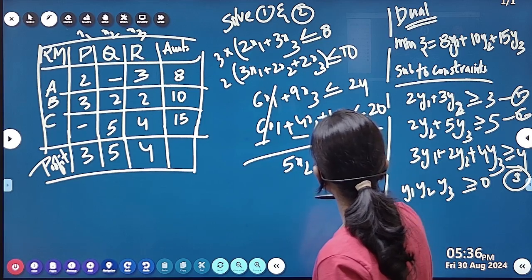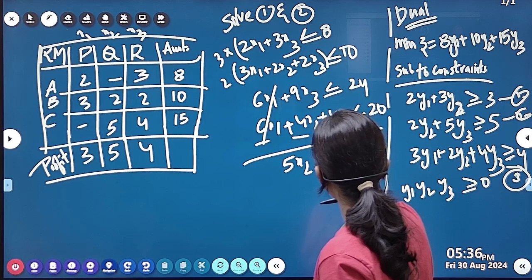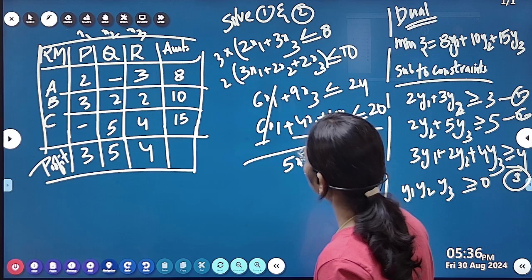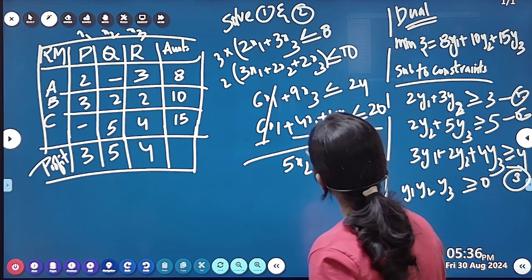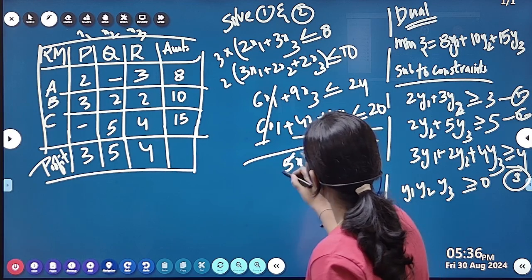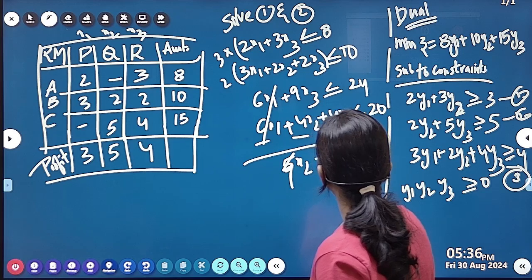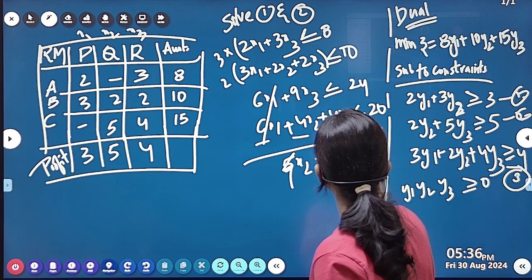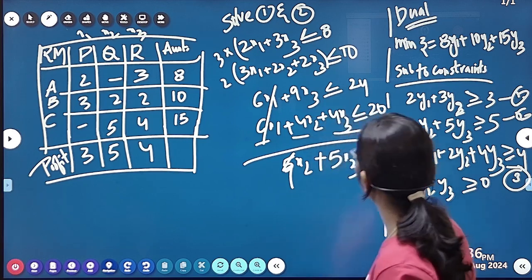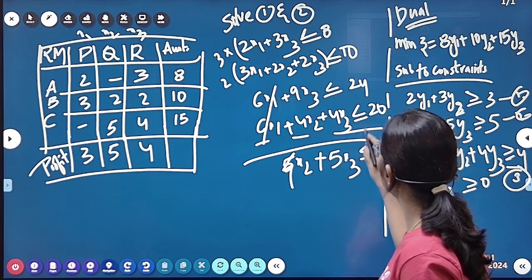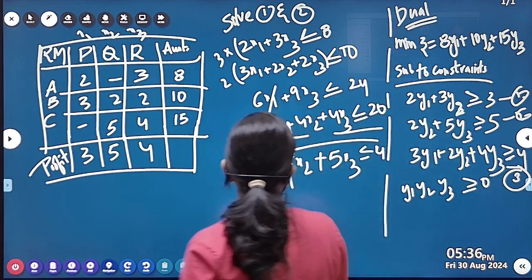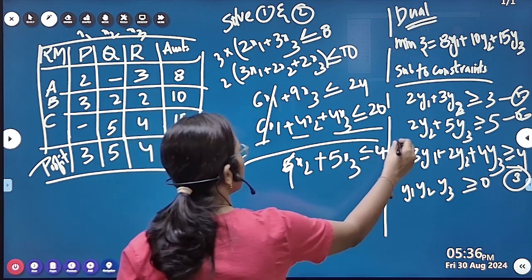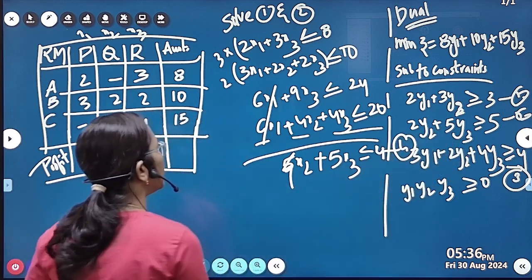Sorry. It is x3, right? Okay, this is 4x2 and 5x3 and this is 4. Put this as equal to. It will be confusing if the greater than or less than symbol is there. So this is the fourth equation. So solve the third and fourth equation.